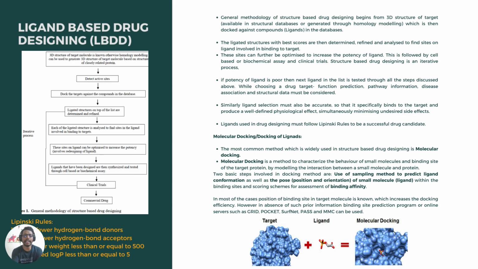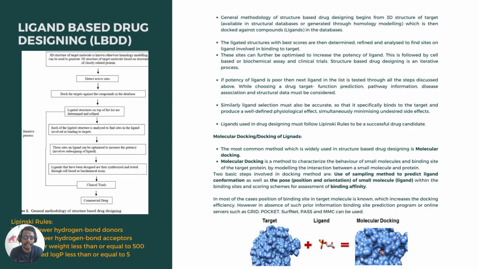If the potency of the ligand is poor, then the next ligand in the list is tested through all the steps discussed above. Once the database gives the ranking to the ligands, one by one each ligand is tested for how properly it is fitting. If it fits properly into the active site, its potency will be more. If it does not fit properly into the active site, its potency will be poor. So one by one, we have to test the ligands.